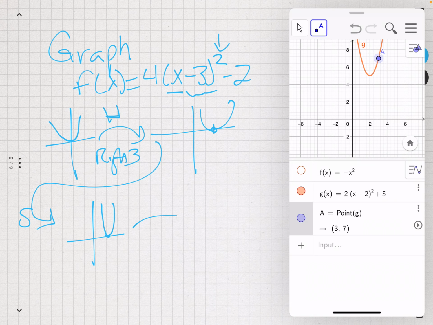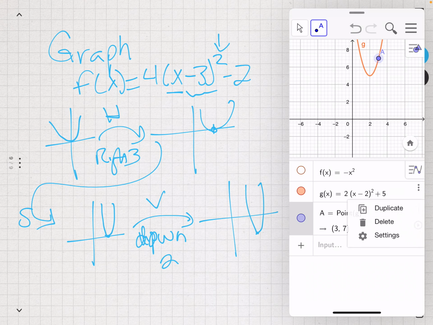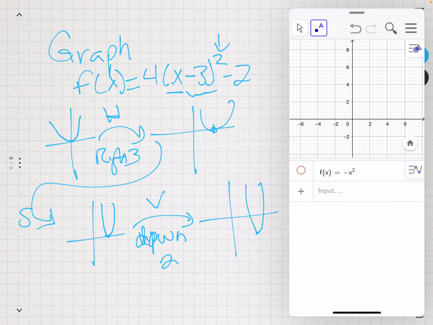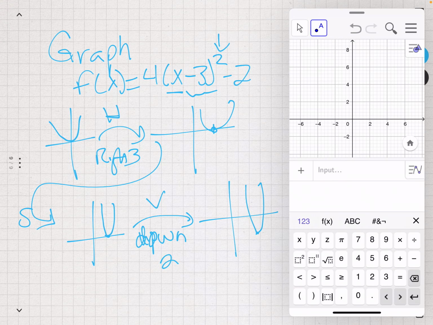And then we have our v step, which is down 2. And so from this step we have over 2, but now we go down, and we have something that looks like that. And now let's see if we can get that to happen over here.